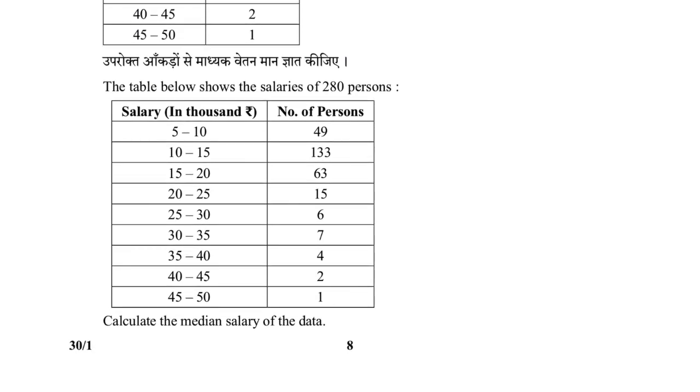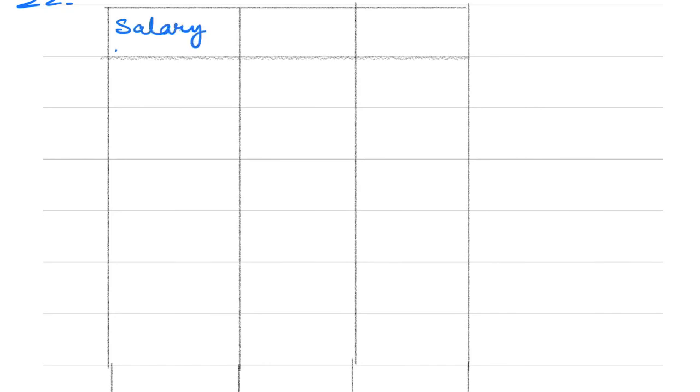22nd question, the last question of this section. We are given a table showing the salaries of 280 persons and we need to calculate the median salary of the data. I have drawn 3 columns because we are supposed to find out the median, and I will need one more column to find out the cumulative frequency. We are given the salary in thousands. Then we are given number of persons. And I'll find out cumulative frequency here.